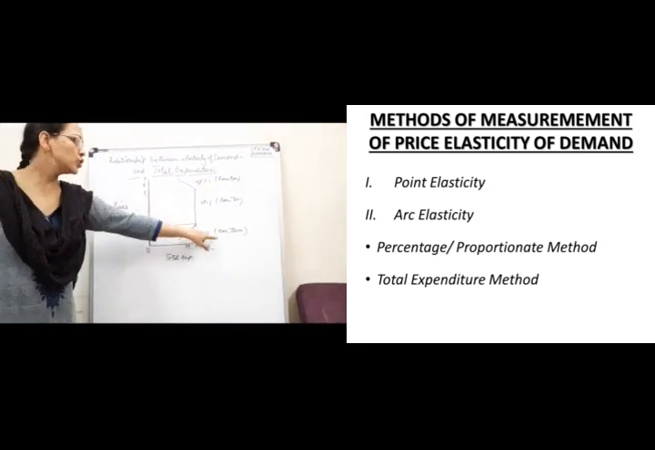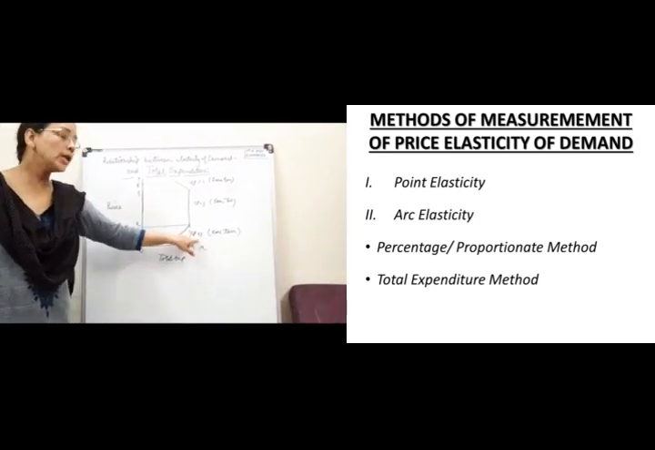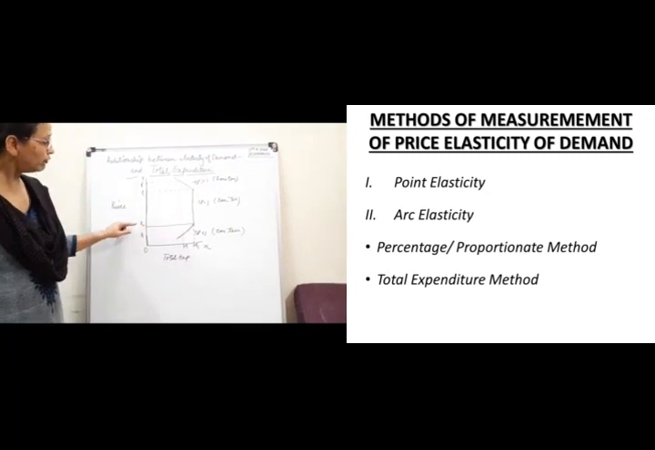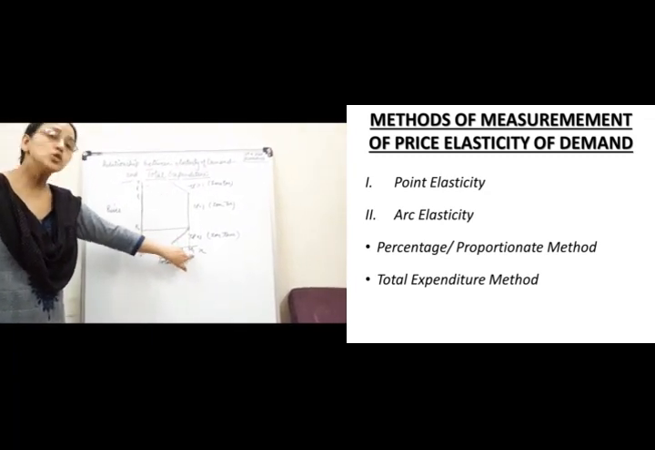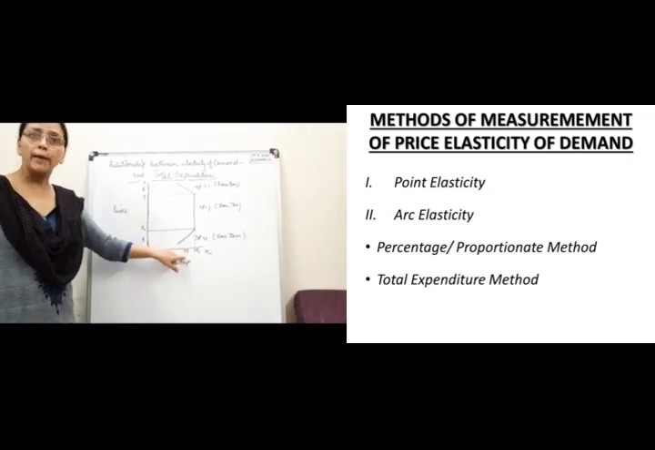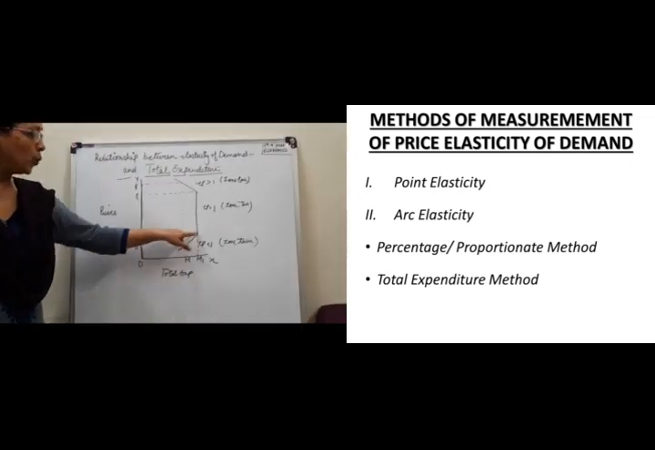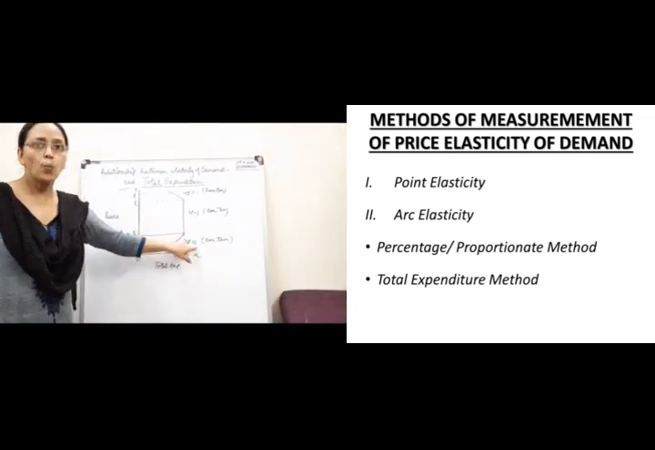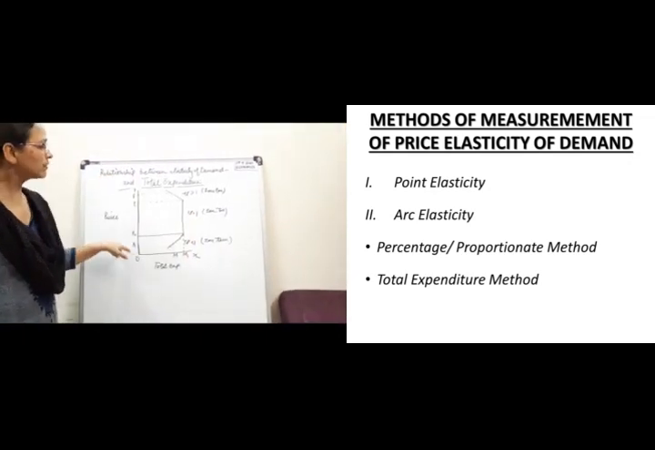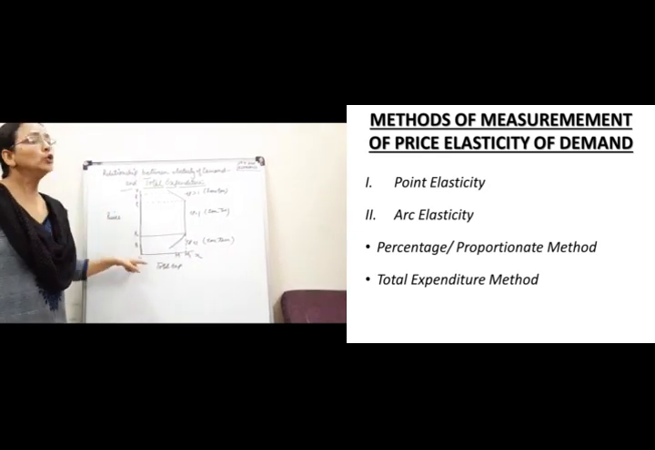Then comes the third zone or third degree, that is less than 1. That is when price falls further from P2 to P3, the total expenditure falls from M1 to M. That we have shown with the curve, right? In this zone, EP is less than 1. This is the relationship diagram of total expenditure with the demand.